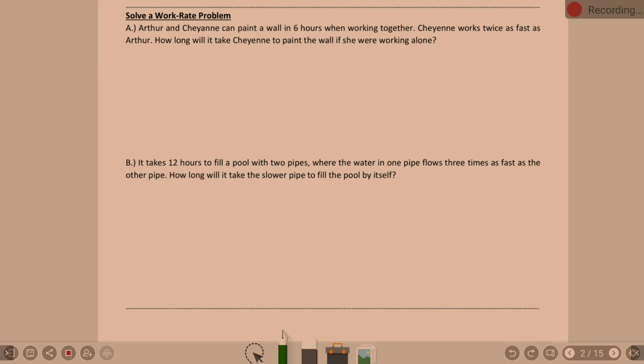These are word problems that are going to give us rational equations. So they're going to give us equations with fractions in them, and we're going to have to talk about how to solve them. So, Arthur and Cheyenne can paint a wall in 6 hours when working together. Cheyenne works twice as fast as Arthur. How long will it take Cheyenne to paint the wall if she were working alone?